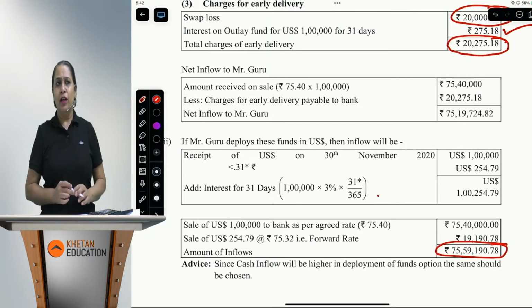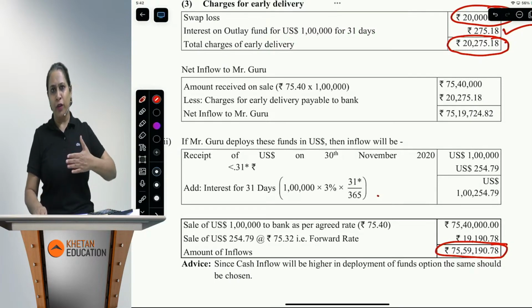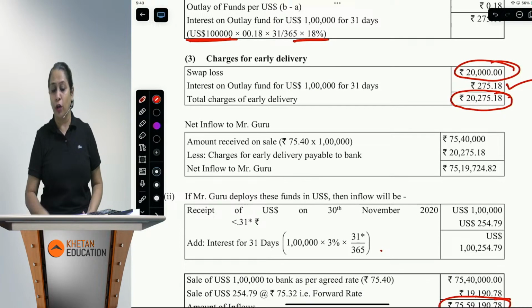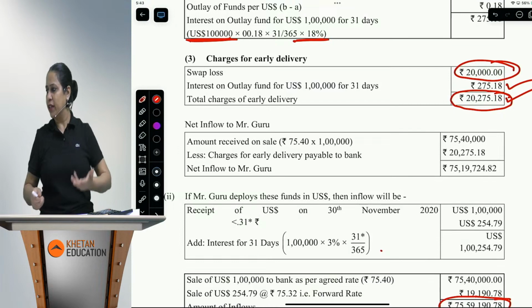So basically, when you get money on November 30th, what you should do is invest that money at the rate of 3% per annum. When the due date comes, get it converted at the rate of 75.40. If you do that, the 20,275 will not be lost, which you had to lose because of the early delivery. That is what I understand actually.